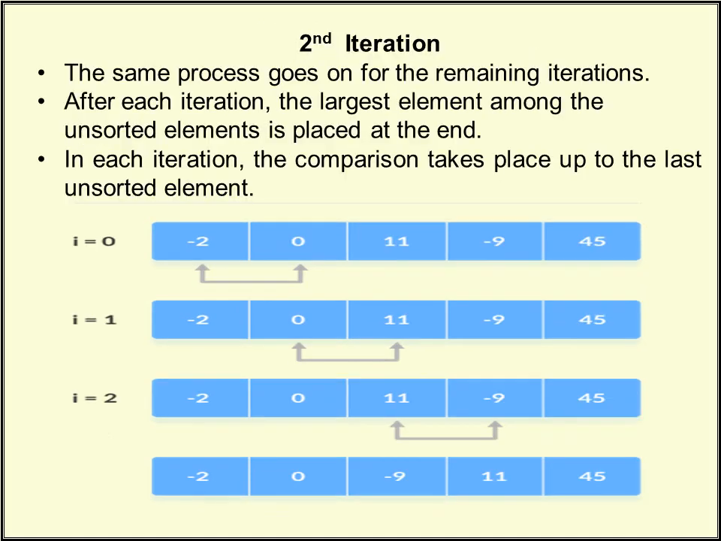We use this list in the second iteration as shown in this slide. We use -2, 0, 11, -9 and 45 in the second iteration. The same process will be used in this iteration also. We start the comparison from the first index value, so we check whether -2 is less than 0 or not. So -2 is less than 0, so no swapping will occur. Again we check whether 0 is less than 11 or not. So 0 is less than 11, swapping will not occur.